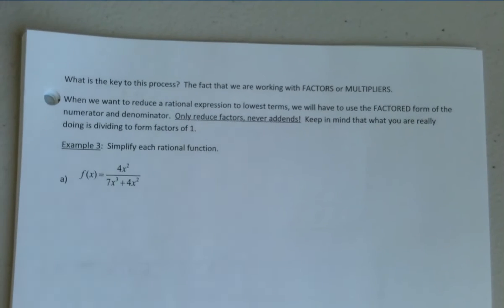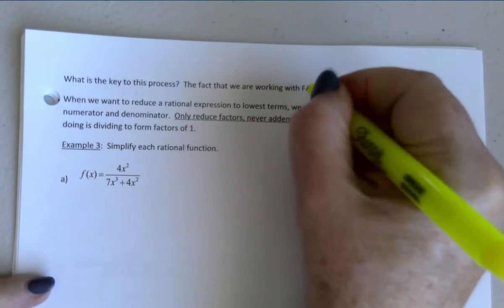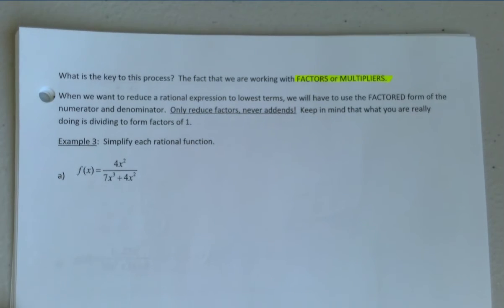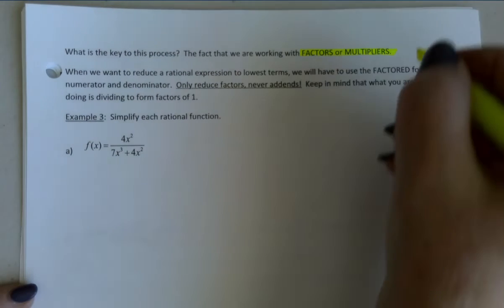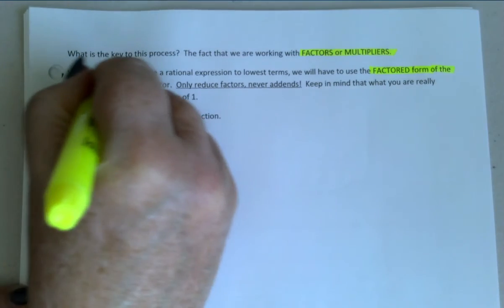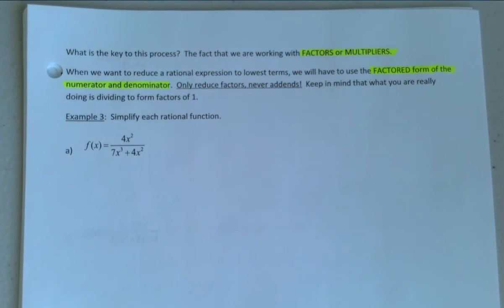So once again, what was the key to the success here? The key to making this process work was that we were working with factors or multipliers. Right? That means that when we try to simplify an algebraic fraction, we must use the factored form, both numerator and denominator. We can only reduce our fraction by reducing factors, never by reducing add-ins.